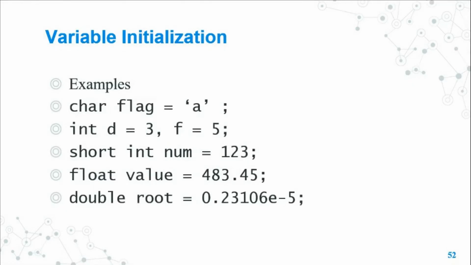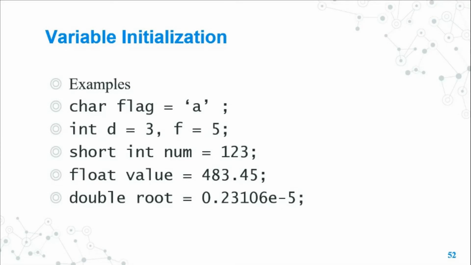Some variable initialization examples are given here: char flag equal to 'a', int d equal to 3, f equal to 5, short int num equal to 123, float value equal to 483.45, double root equal to 0.23106 e to the power minus 5. So this is how variable initialization is done.